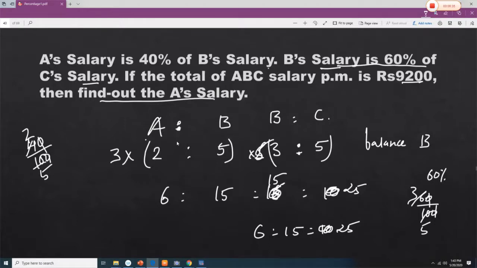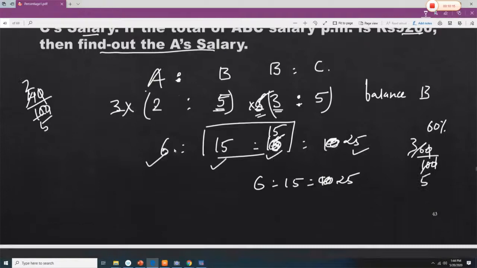Now if you look at the B part, you have to balance B. So if I multiply 3 with this 5, it is 15. And these 3 with 5, then again it is 15. So 3 into 2 is 6, 3 into 5 is 15, 5 into 3 is 15, and 5 into 5 is 25. Now this is common, so 6, 15, 25.